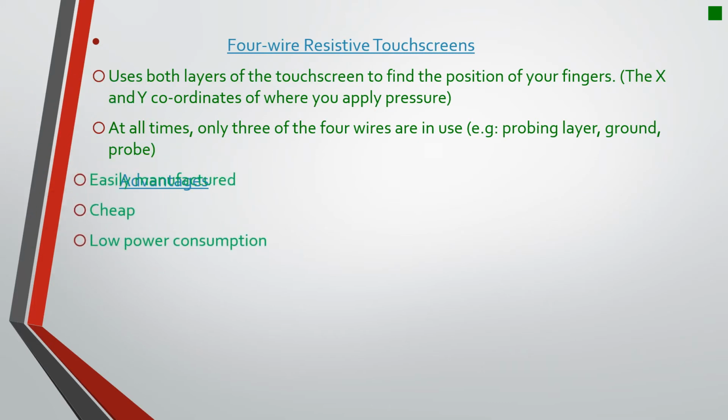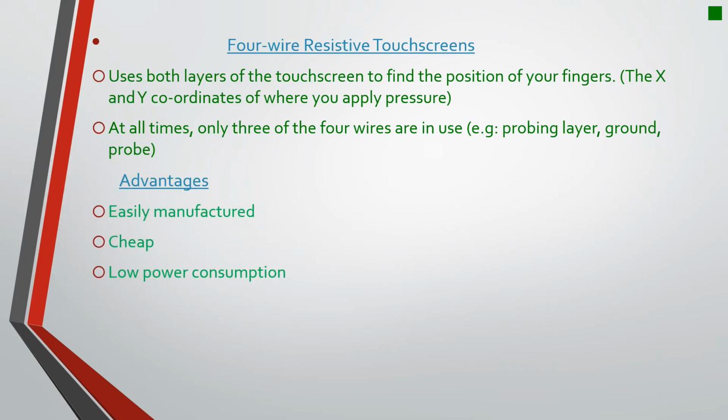Advantages. 4-wire resistive touchscreens tend to be very easily made. Also, they're very inexpensive, and that's always good because, as I'll be mentioning even more, we live in a world that runs on money. They also have really low power consumption, so if you're using a 4-wire resistive touchscreen, you'll be sure to get a really long-lasting device touchscreen.